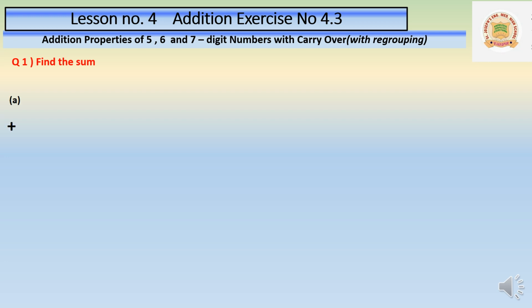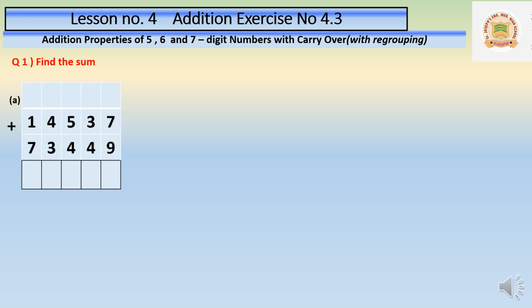Let us take the first question. The first question is 14,537 plus 73,449. Now, we have to begin the addition with the ones place. In the ones place, the given numbers are 7 and 9. 7 plus 9 is 16. So what we'll do, 6 we write down and 1 we carry to the tens place.